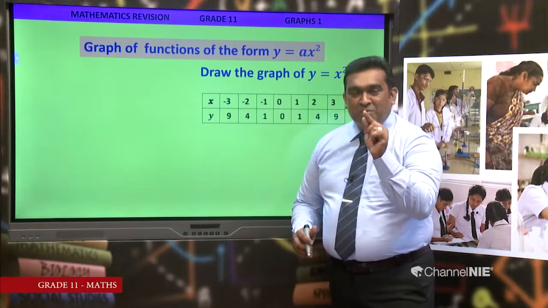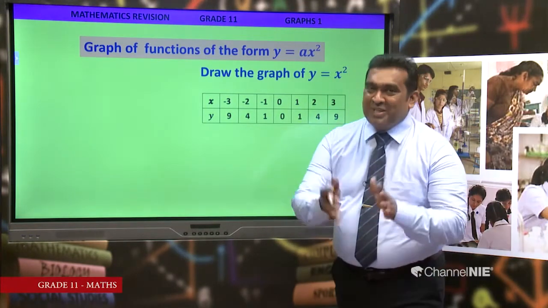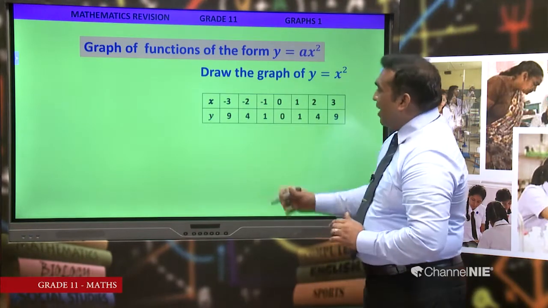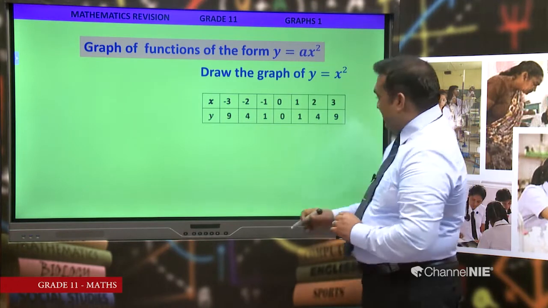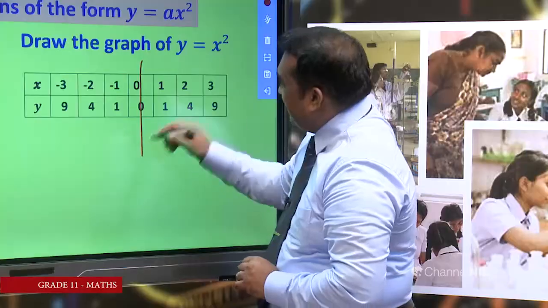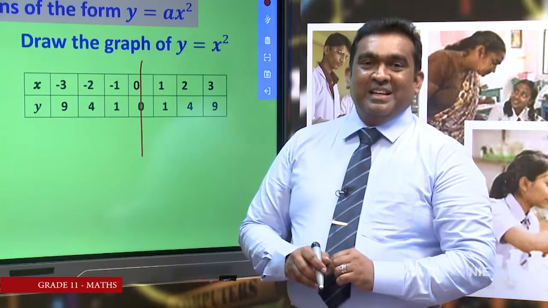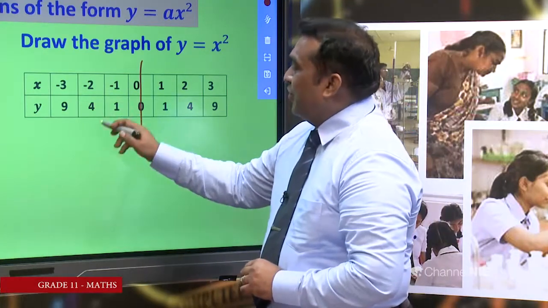There is a special property. Can you see it? Additionally, I want to ask, how many y values are here? 7. If you consider the left hand side of the straight line, 9, 4, 1.